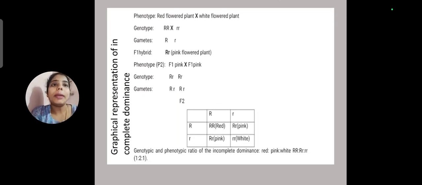So this is the schematic representation of incomplete dominance. Here we take two parental plants, a pure red flower plant and a pure white flower plant. One will be dominant, one will be recessive. The red flower plant is represented by capital R, capital R, and the white flower plant by small r, small r. Again, the gametes will be formed. One will be capital R, that is called red, and one will be small r, that we call white flower.